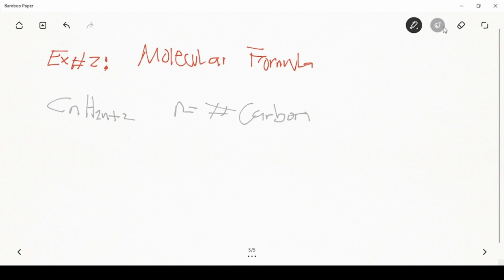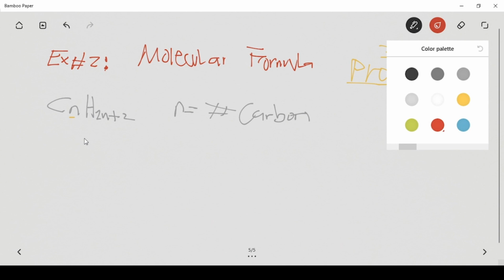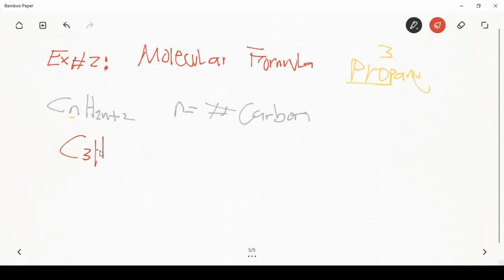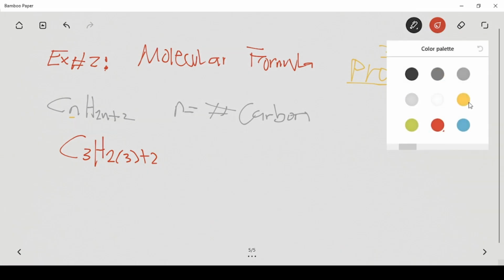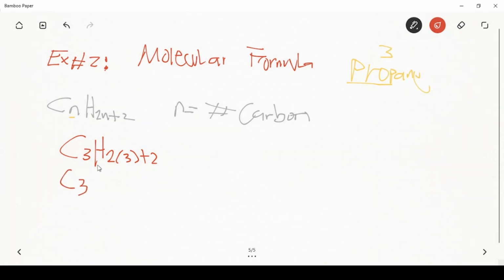Since the given compound is propene, and prop means 3, the n here will be substituted with the number 3. So C3H2 times open parenthesis 3 close plus 2. After that, you must copy the C3, then H2: multiply the 3 times 2, so it will be 6 plus 2.